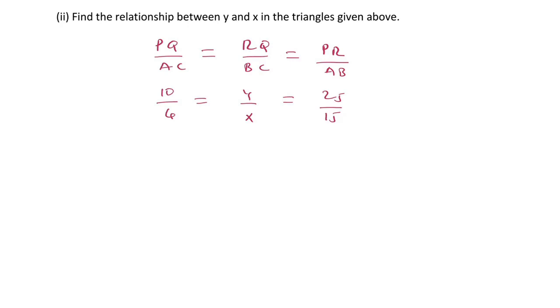Okay, so now let us consider this second part, which says Y over X equals 25 over 15. Let us now simplify our right hand side. We are going to have Y over X equals 5 over 3. Okay, let us make Y the subject. Our equation is going to be Y equals 5 over 3 x. And this is the relationship required.